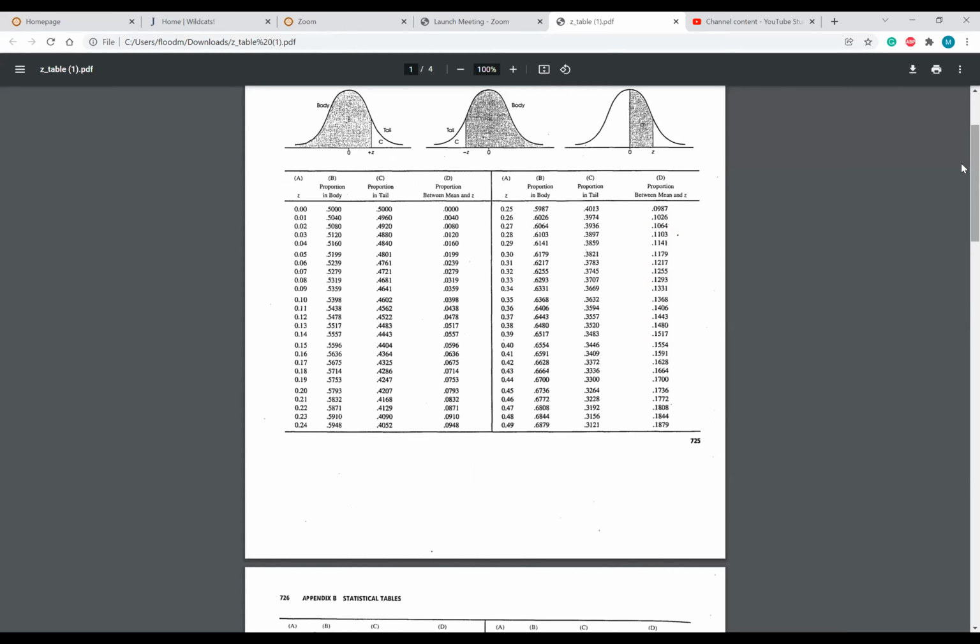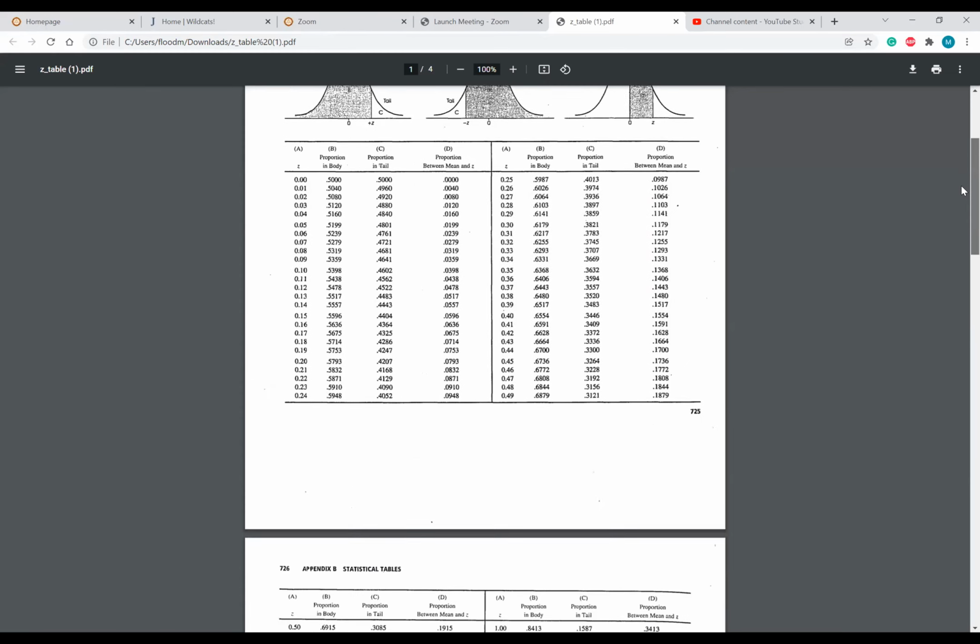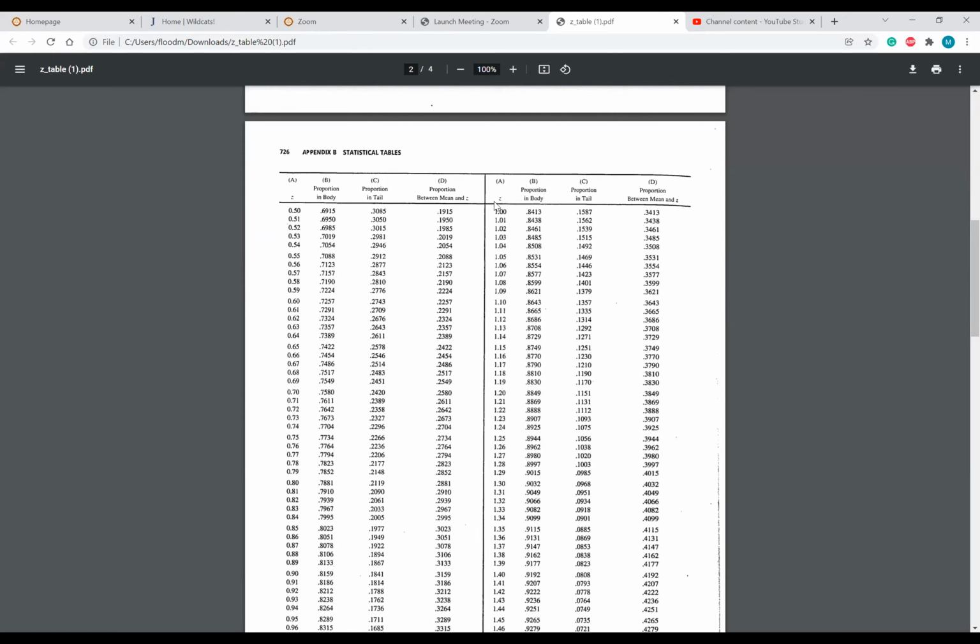Okay, so if we have a z-score of 1, which is right here, and we're looking in column C to find the proportion in the tail, it is going to be 0.1587, or 15.87%.